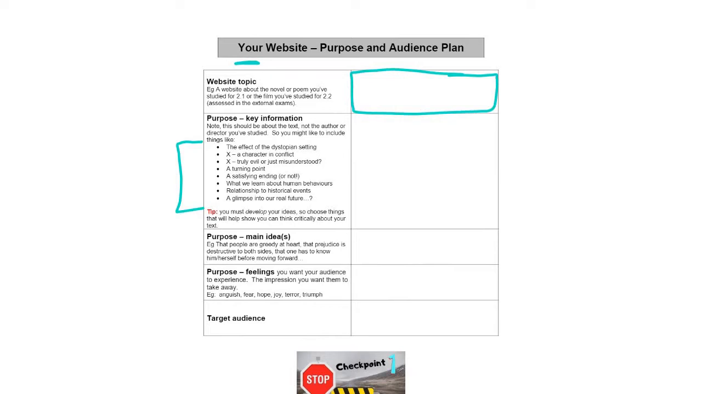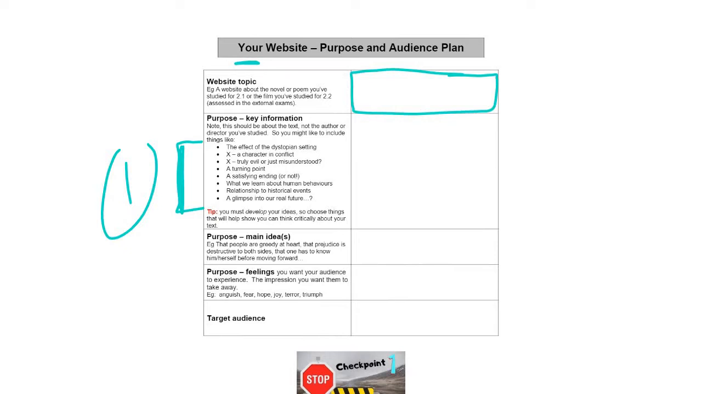Another one would be pick on a character. Is that character truly evil or just misunderstood? And then you're exploring everything about that character. Okay, so there's a big list of them here. Choose one and go in depth and develop it. Don't have your website about all of these things. Choose one and focus and really develop.